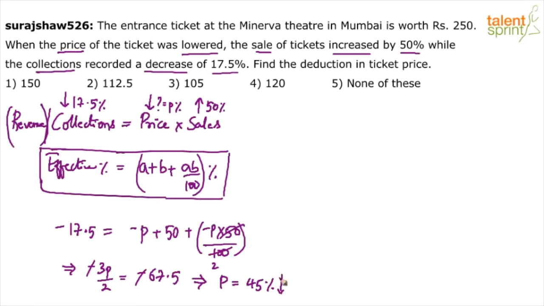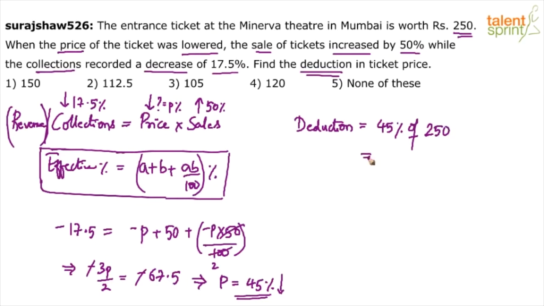That's it. Now he's not asking us to find out the percentage change in the price. He's asking us to find out the deduction in ticket price, which means the actual absolute value. So how do you do that? Original price was 250. What's the deduction? 45%, which you have calculated. 45% of what? 45% of 250.